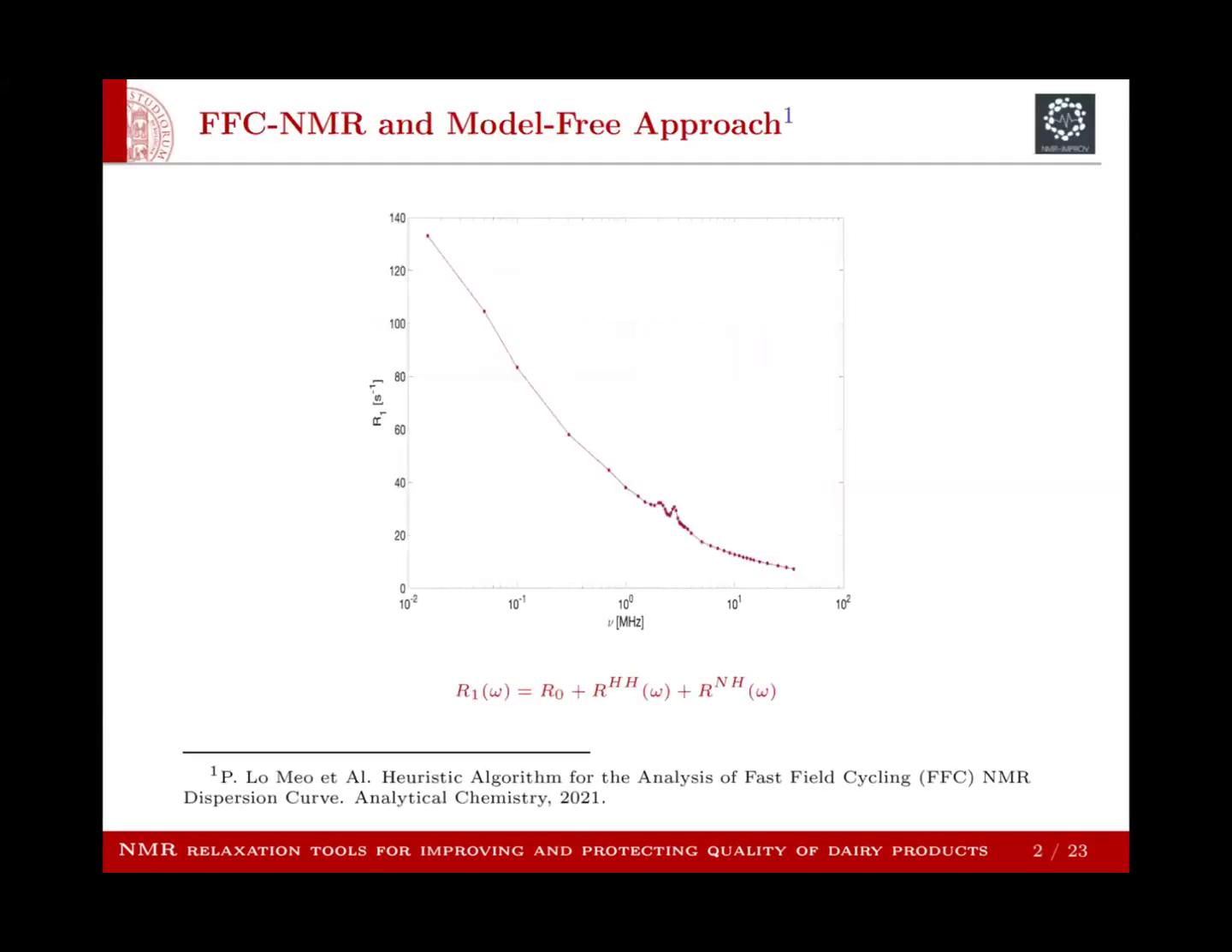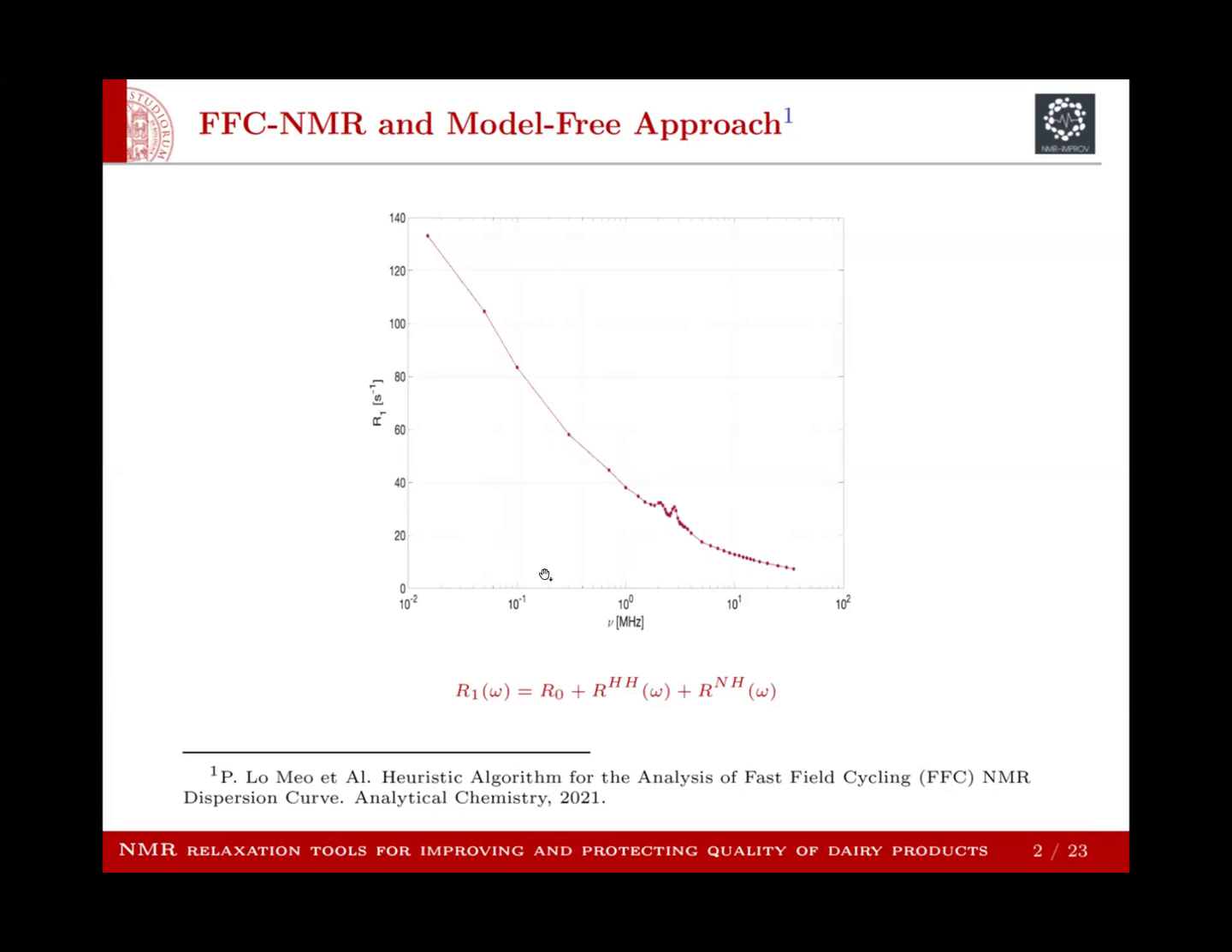Fast field cycling is a non-destructive low field NMR technique that allows us to reveal information about the molecular dynamics of the sample under examination. The technique consists in rapidly changing the intensity of the polarizing magnetic field B0 and acquiring the relaxation.